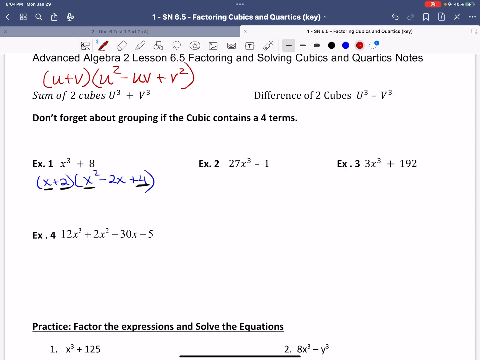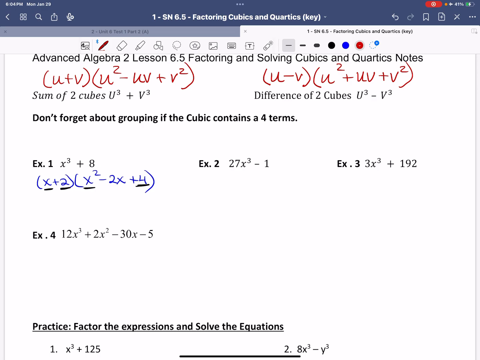And then if you have a difference of two cubes, the pattern turns out to be u minus v times u squared plus uv plus v squared.